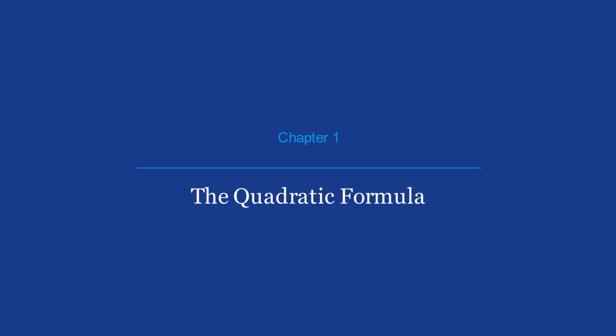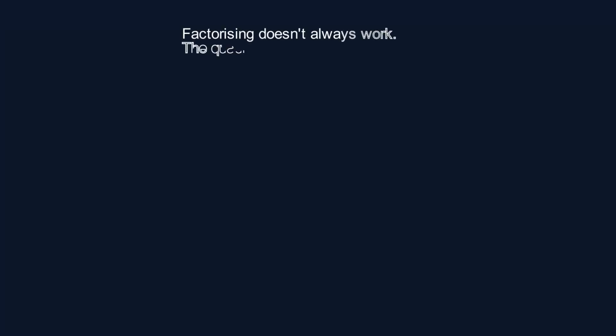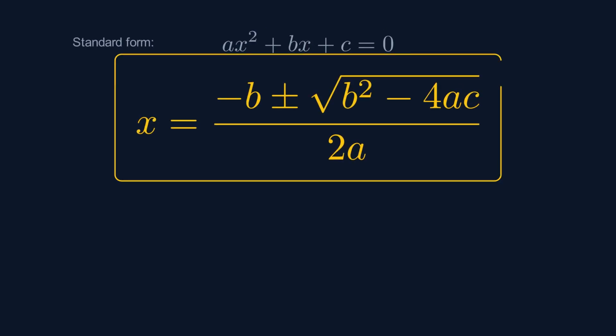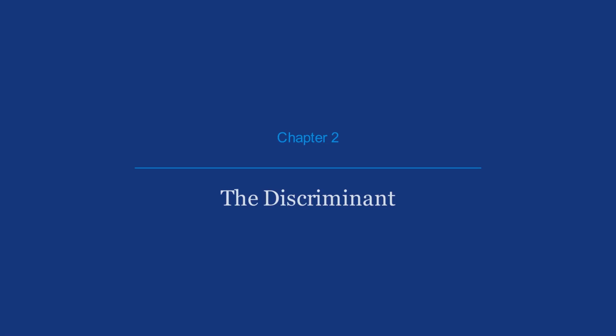Chapter 1, the formula. For any quadratic equation, ax squared plus bx plus c equals 0, the solutions are given by this formula. X equals negative b plus or minus the square root of b squared minus 4ac, all divided by 2a. Memorize this. It is one of the most important formulas in all of mathematics.